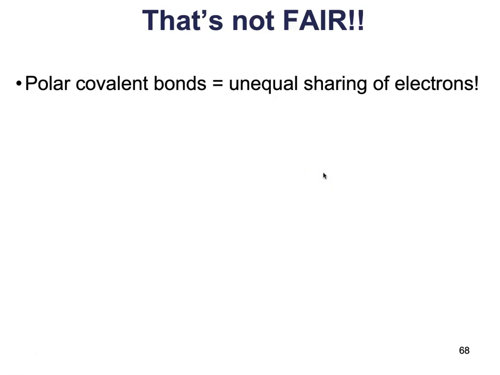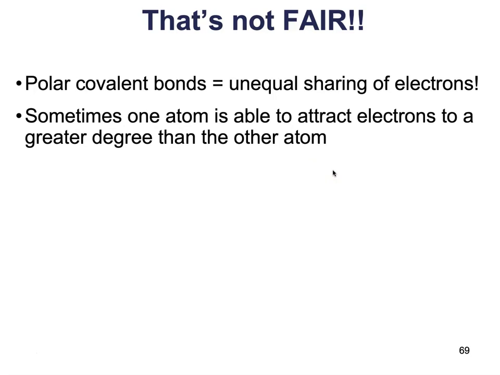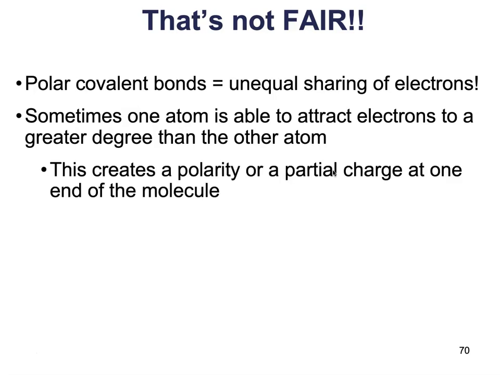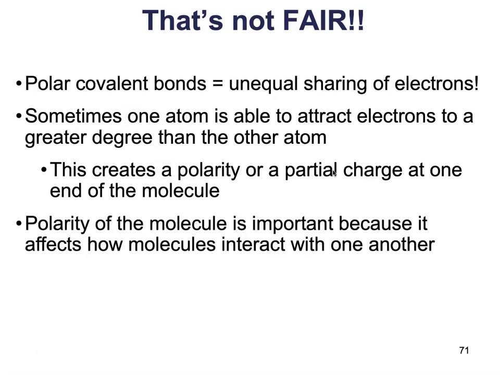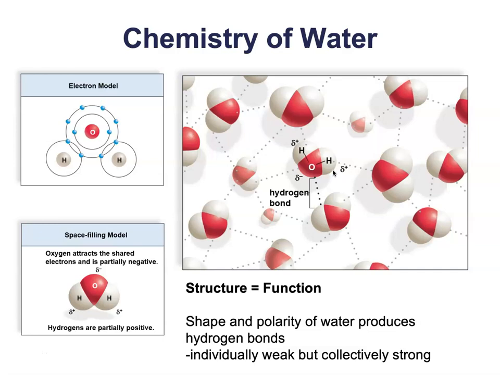I'm going to put everything into words so that you have a chance to write it down. Polar covalent bonds are caused by an unequal sharing of electrons. Sometimes one atom is able to attract the electrons to a greater degree than the other atom. We say that this means they are more electronegative. They can attract more of those negative electron charges. This is going to create a polarity, or a partial charge, at one end of the molecule. The polarity of the molecule is very important because it affects how molecules interact with one another. And we're going to see that when we spend a little bit of time looking at the chemistry of water and the various characteristics of water in our next video.